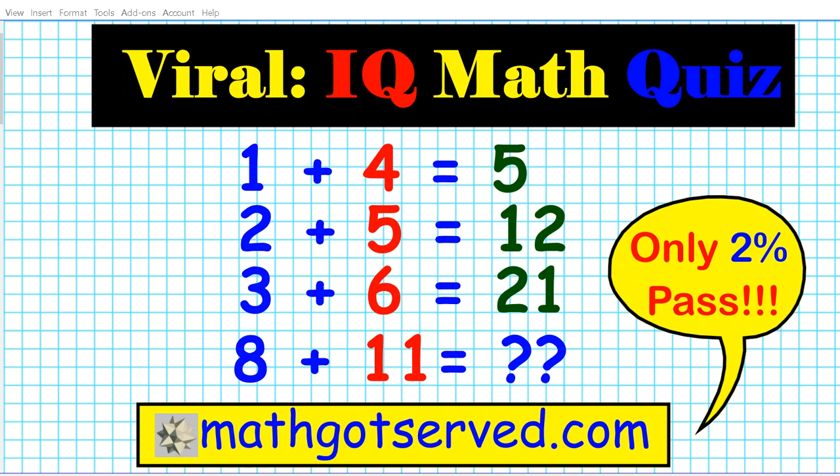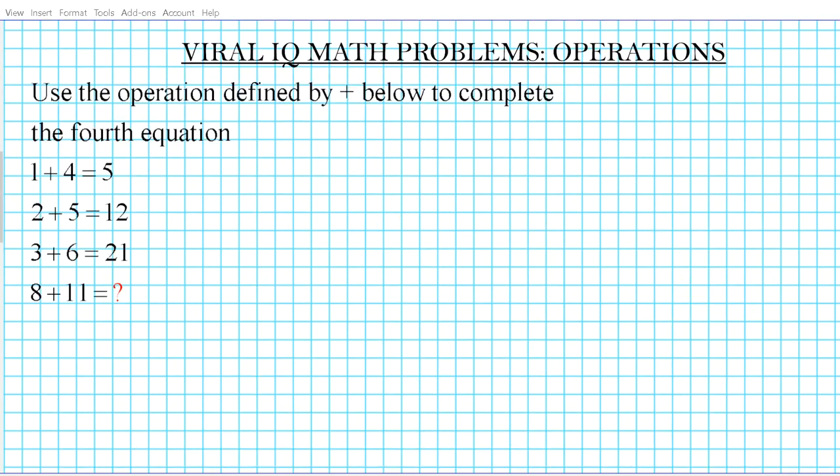In this clip, we're going to be taking a look at a viral IQ math quiz that has taken the internet by storm. We're going to be going over the strategies to solve problems of this nature. All right, so this is the problem under consideration. The question is, you're to use the operation defined by the plus below to complete the fourth equation. As you can see, the fourth equation, 8 plus 11, is incomplete.